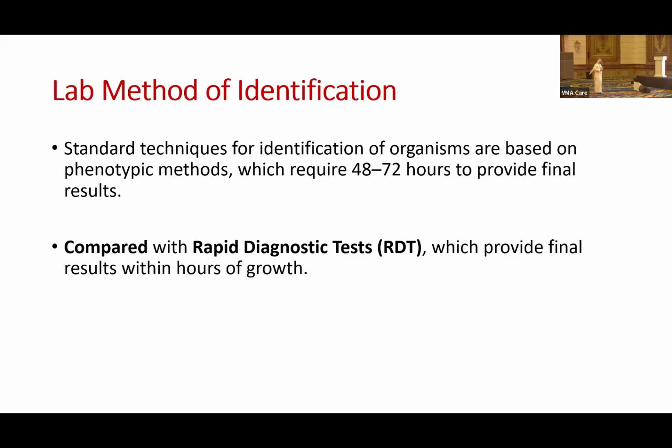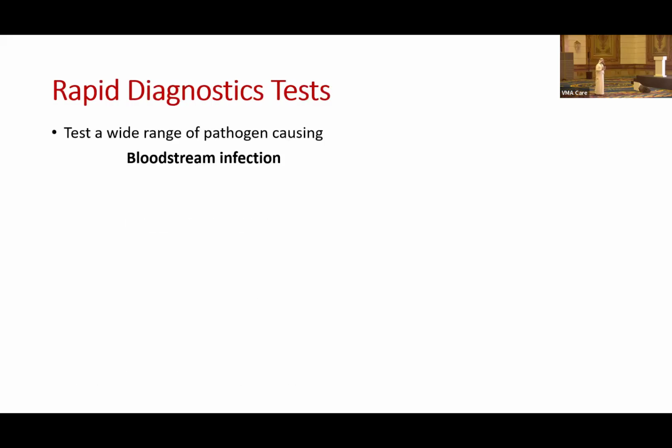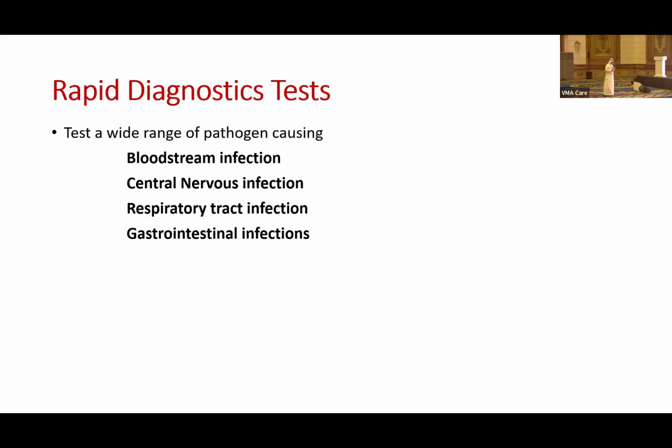Rapid diagnostic tests test a wide range of pathogens causing bloodstream infection, central nervous system infection, respiratory tract infection, gastrointestinal infection. You will hear about what's called the syndromic approach. So a patient came with a respiratory illness, I will do a rapid diagnostic test for the respiratory illness. Or a patient came with diarrhea, GI symptoms, I will do a rapid diagnostic test, for example, for GI.